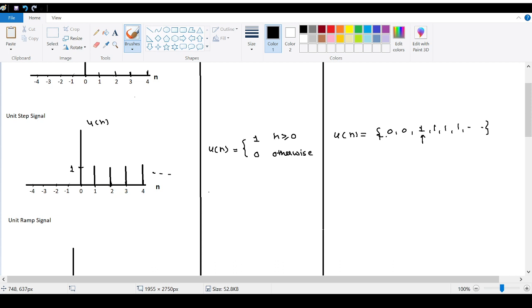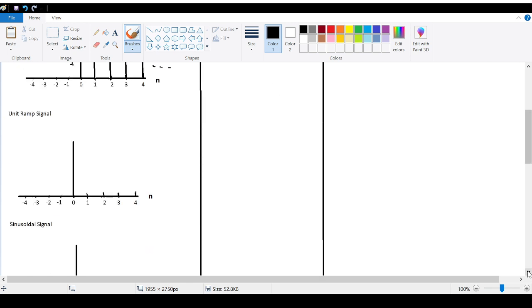Now coming to the unit ramp signal. Let us see the functional representation for the unit ramp signal. It is basically represented with the symbol UR of n. Here I can define it like UR of n is equal to n for n greater than or equal to 0, and it has the value 0 otherwise.